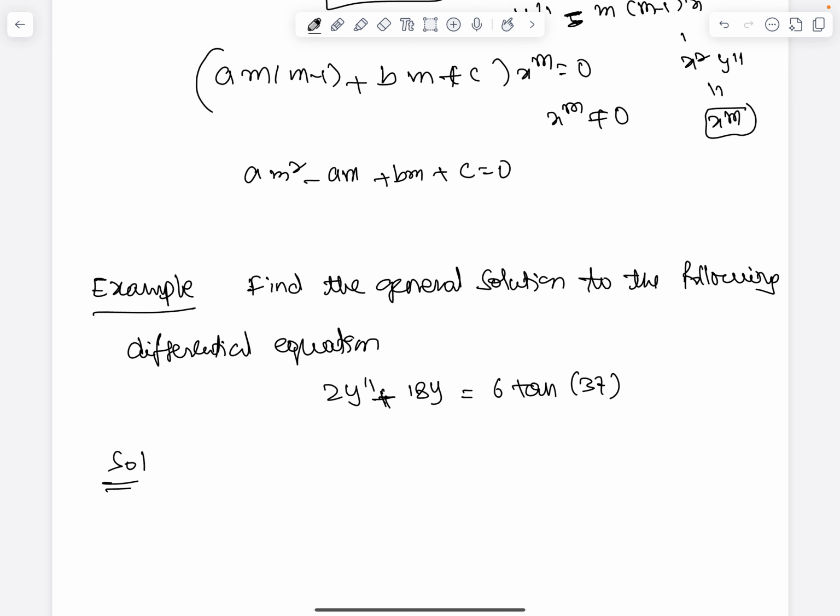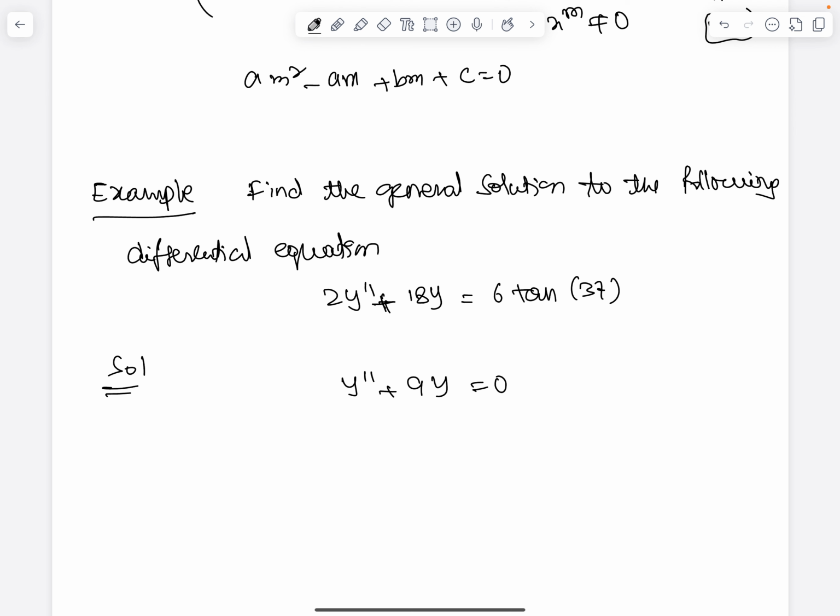Find the general solution to the differential equation 2y double prime plus 18y is equal to 6 tan 3t. To solve this, first we focus on the homogeneous differential equation, that is y double prime plus 9y is equal to 0. Then the solutions are m is equal to plus or minus 3i, as m square plus 9 is equal to 0. Therefore, yc is equal to c1 cos 3t plus c2 sin 3t.